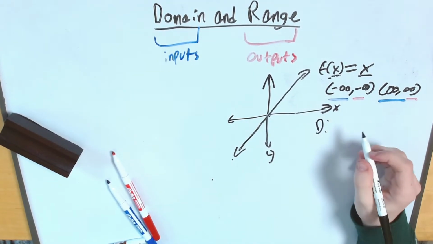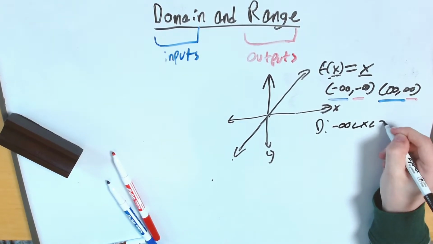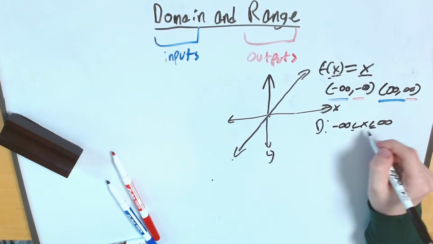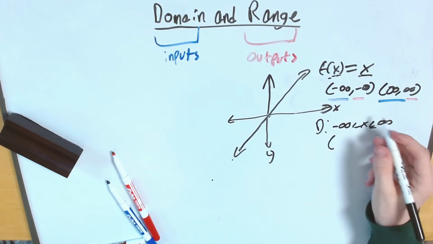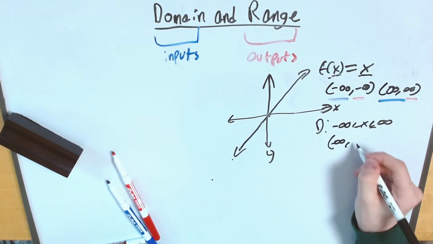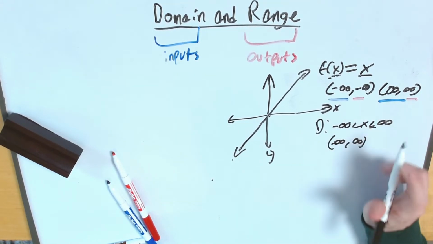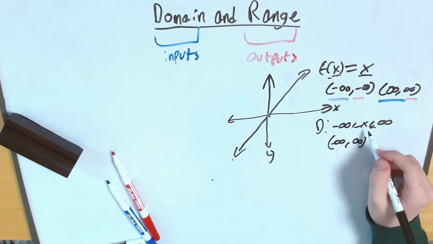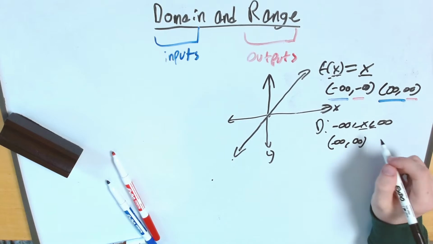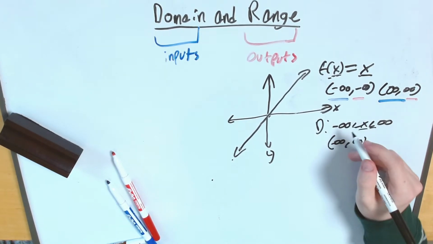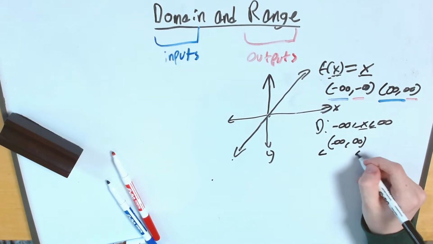And there are a couple ways to write this. You could say negative infinity is less than x, which is less than infinity. Or you could say, using interval notation, which is the same thing, negative infinity to infinity. Interval notation is a kind of compressed way of expressing that this function has all the values of x as inputs between negative infinity and positive infinity. We'll just write that, and we use parentheses to symbolize these signs. All right.